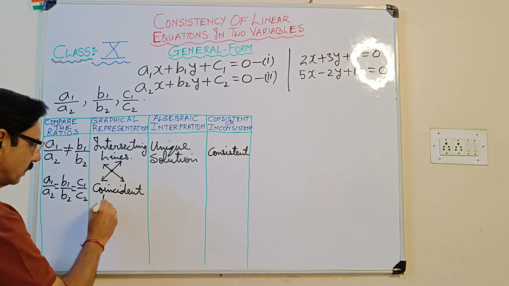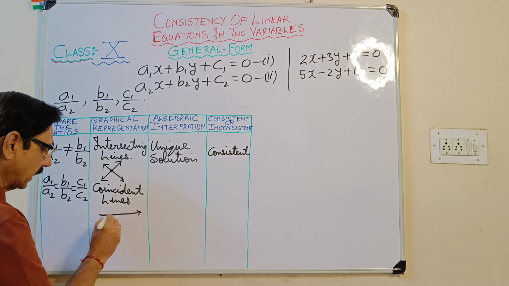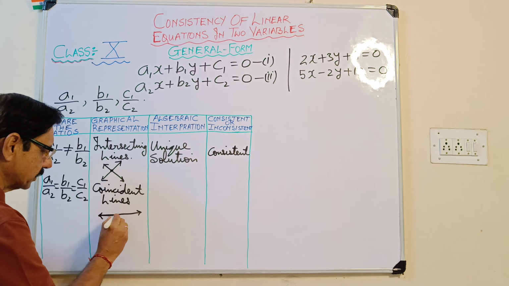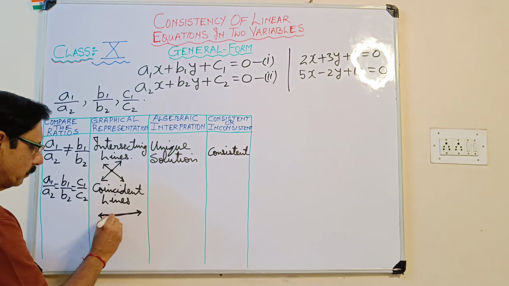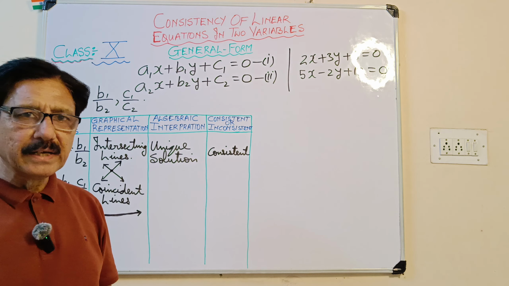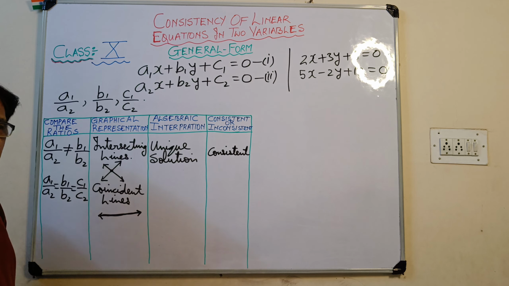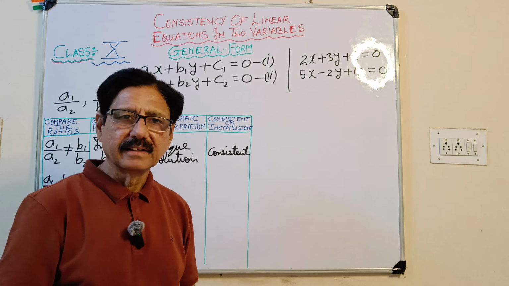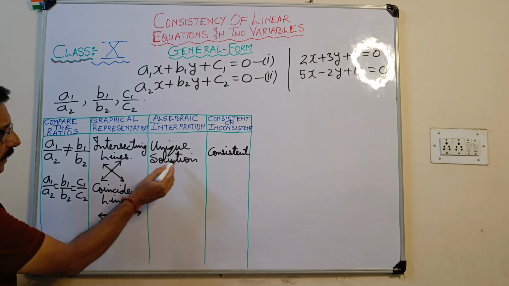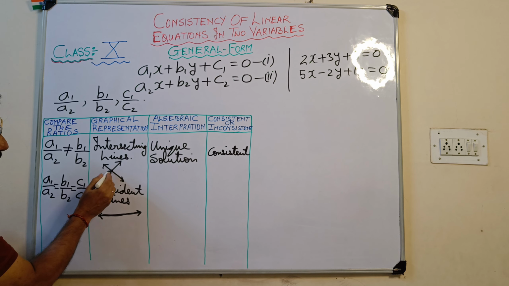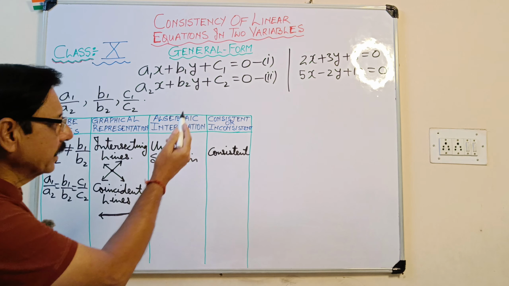Coincident lines means both the lines will coincide with each other, meaning they will overlap. One line will be on the same line as the other. Intersecting lines have a unique solution, because two lines intersect at one and only one point. So a unique solution you get algebraically, and when both the lines are intersecting, you will get the solution of that pair of linear equations.